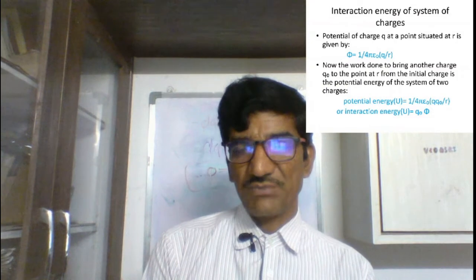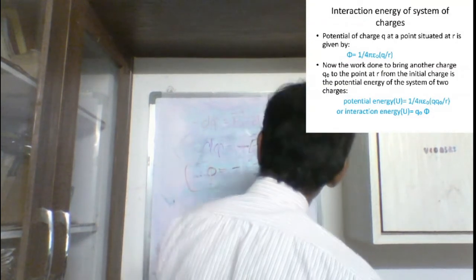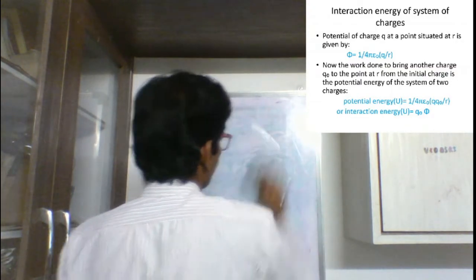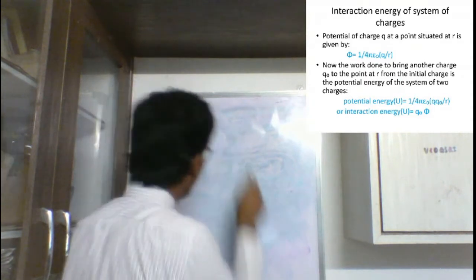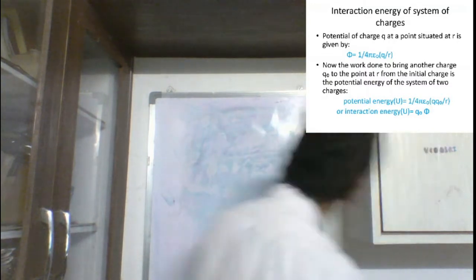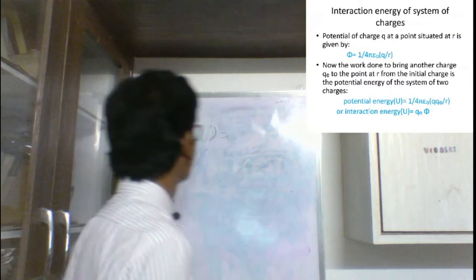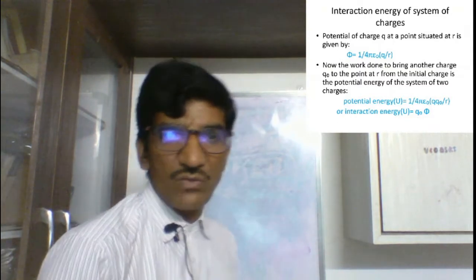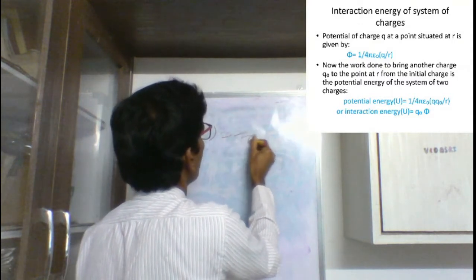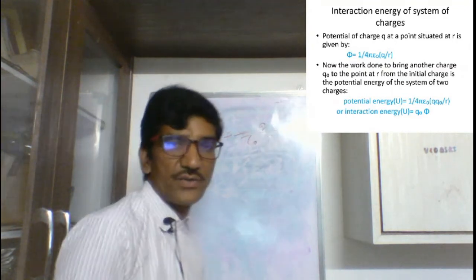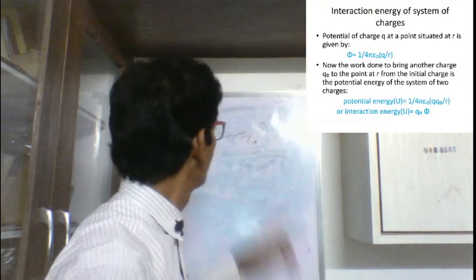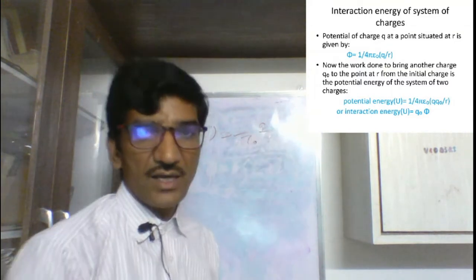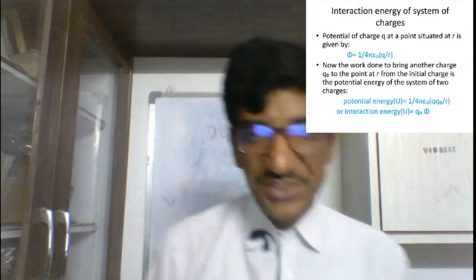What is the formula for the potential of a point charge? You already know: phi is equal to 1 by 4 pi epsilon naught q by r. Instead of r square, you have r. Phi is equal to 1 by 4 pi epsilon naught q by r. Yeah, this is the potential of a point charge.